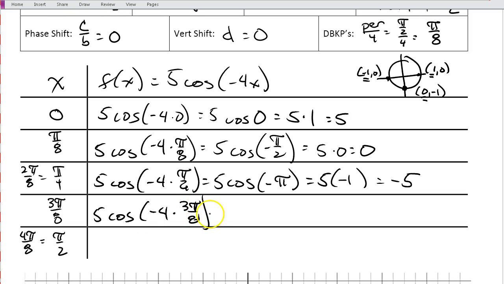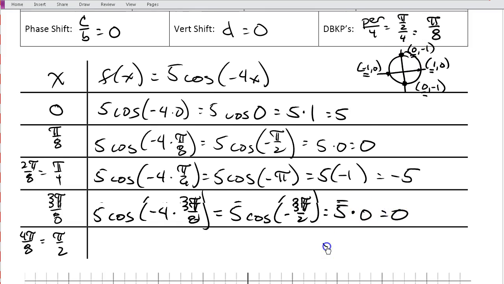And if you need to do more work to simplify these, feel free. I'm just kind of going through it quickly. So this is going to simplify this whole thing in the parentheses to negative 3 pi over 2. So that's going to be 5 times... negative 3 pi over 2, we're going to go clockwise until we get back to the top. That's negative 3 pi over 2, which is the same as positive pi over 2. That's (0, -1). My cosine is 0, so 5 times 0 is 0.